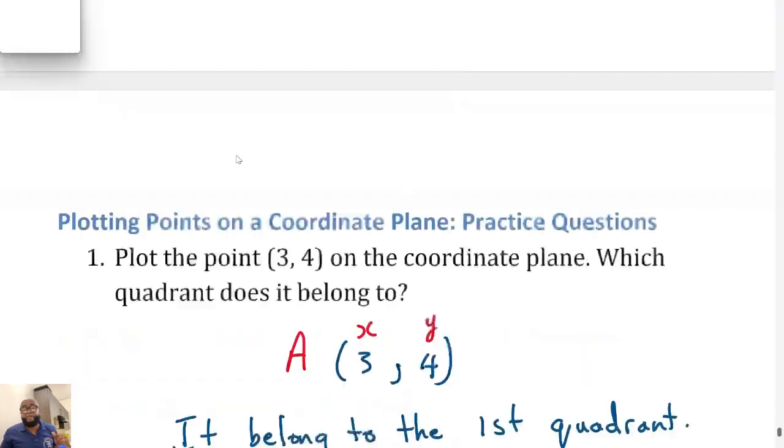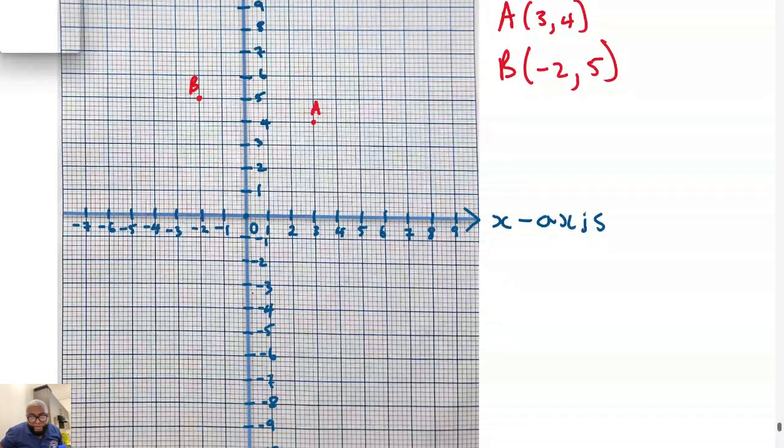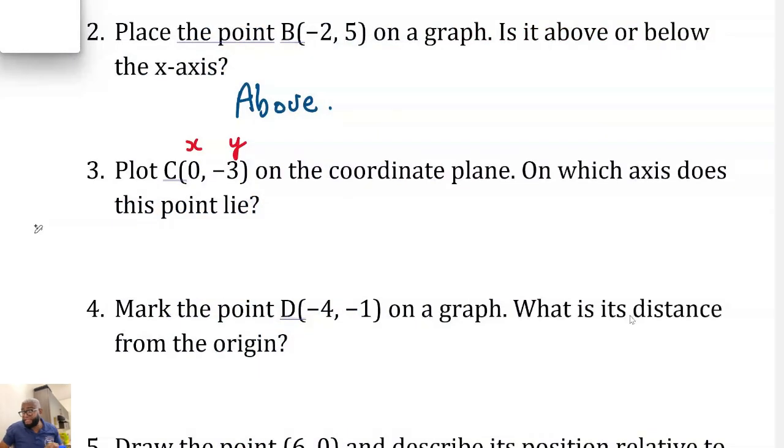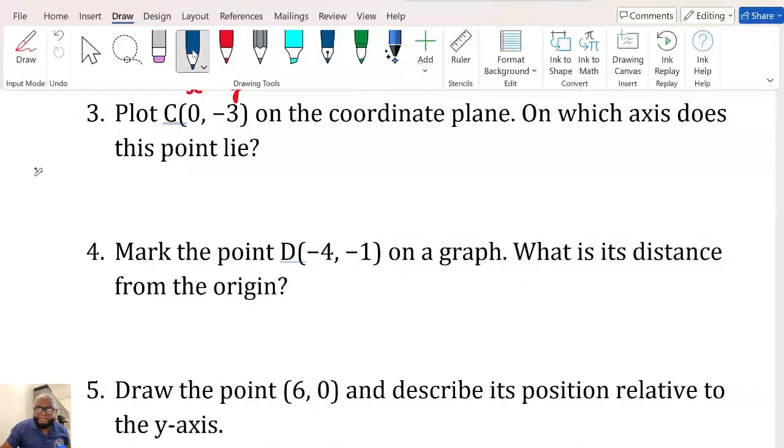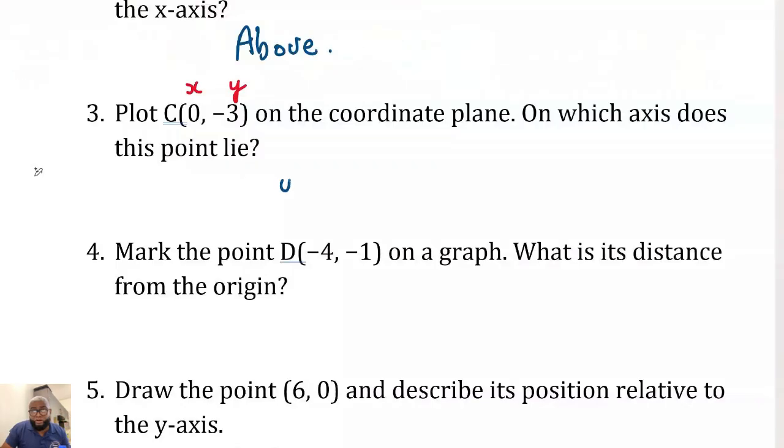So what is the y-axis value? The y-axis value is actually negative 3. So let's go to negative 3. You see here, right on the y-axis itself, this is where C would be. So this coordinate here would be 0, negative 3. On which axis does this point lie? Y. The Y-axis. Very good. These things are easier, but there are little intricate things I need you all to know. So it is on the y-axis.